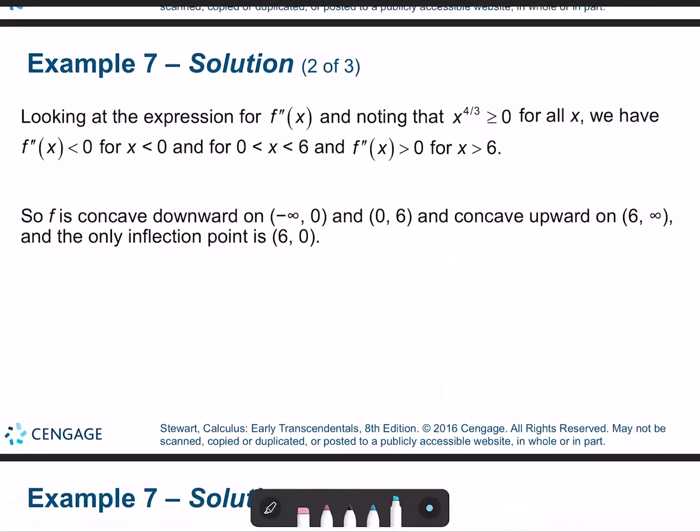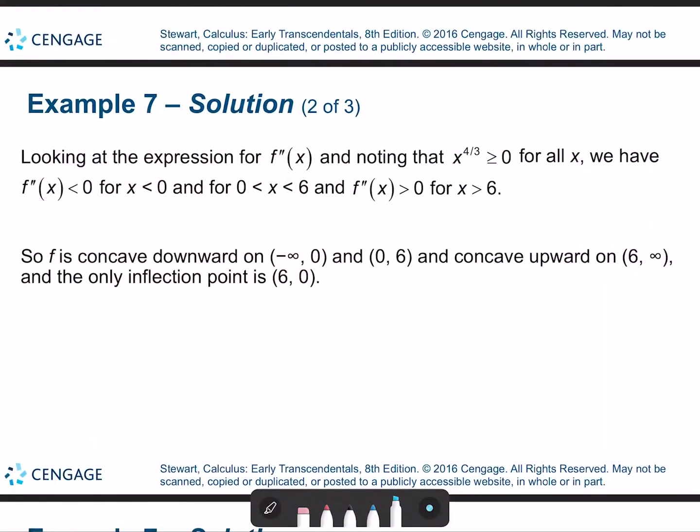All right, let's pop down to this next slide, looking at the expression for f double prime and noting that it is greater than 0 for all x values greater than 6, and that our second derivative is less than 0 for all of our x values that are less than 0. In between, we're concave down. We're using all these little pieces of information to get a better feel for what the graph is going to look like, what kind of changes are happening, and how fast they're happening.